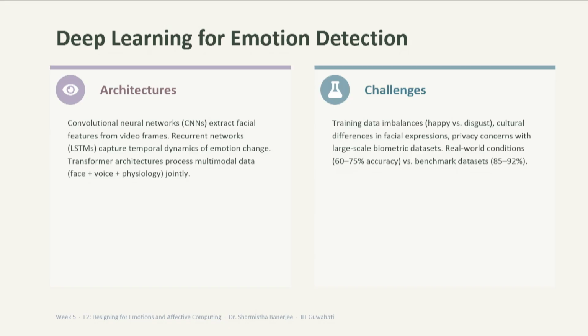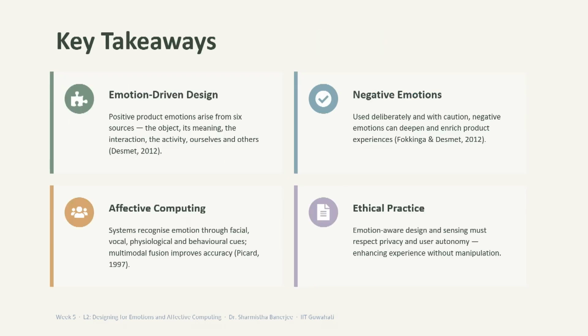Then there are huge privacy concerns with large scale biometric data sets. When they are collected, what will happen as a result of it? The real world condition gives about 60 to 75% accuracy given the technology that we have right now, whereas the benchmark data sets give 85 to 92% accuracy. However, there are privacy concerns.